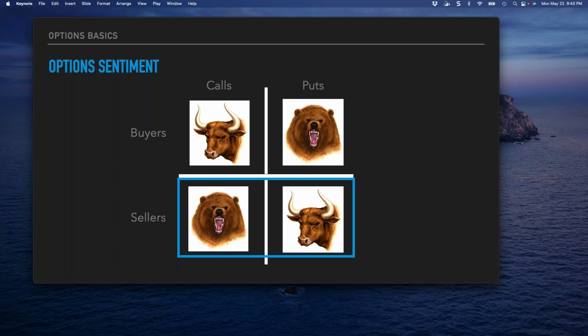The potential profit for the seller is smaller on a per trade basis, but the increased probability of success means that sellers on average tend to see far better results in the long term. That's why we've built the Rebel Income System to focus on the sell side of the options market rather than the buying side.